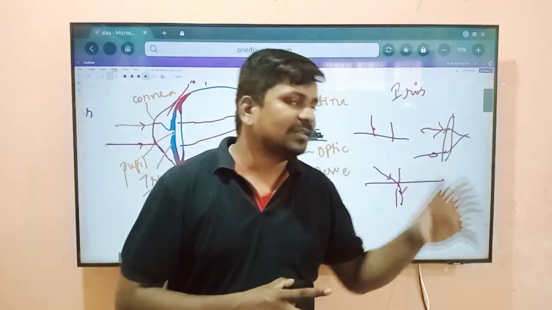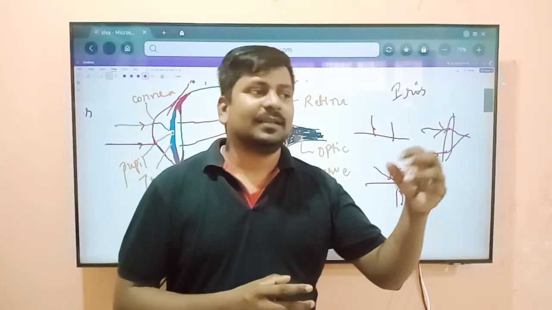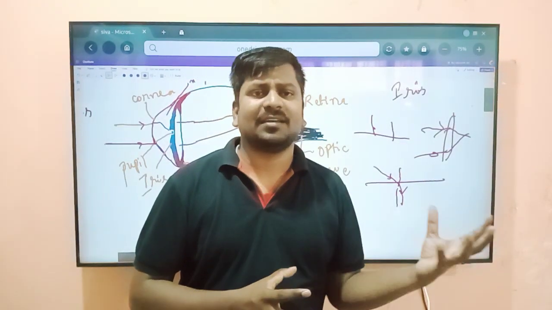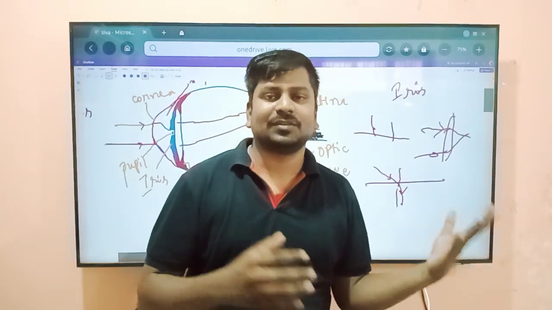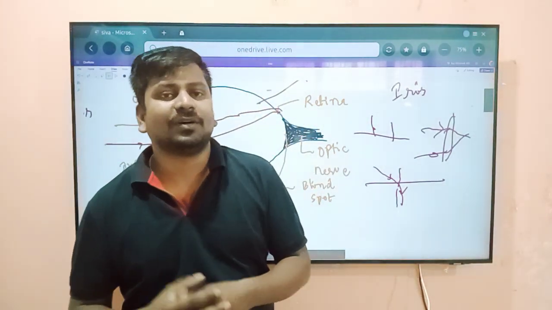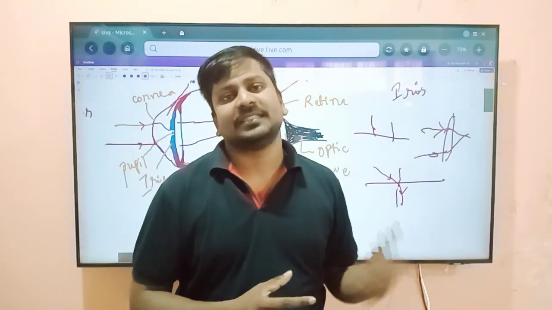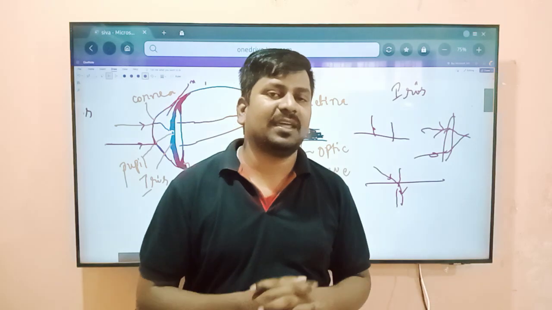So rods sense the intensity of the light, so at night we can see. That is the reason, since we have more rods. Whereas cones sense the color of the light. So these are the light-sensitive cells present at the retina. So this is about the human eye.